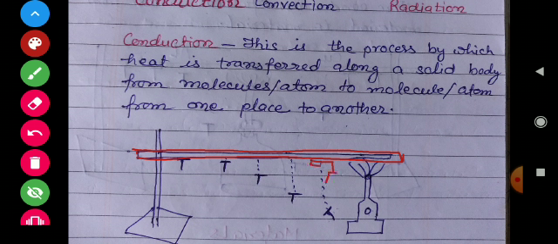Suppose this is the nail stuck. Another nail will be stuck here. A third nail will be stuck here. So in this way, we will go on sticking the nails. You can see here nails are already there. And then we will take one source of heat. You can see here one source of heat is there.